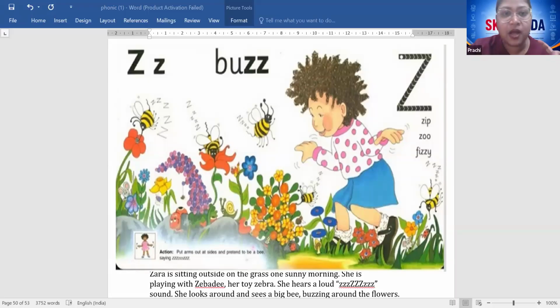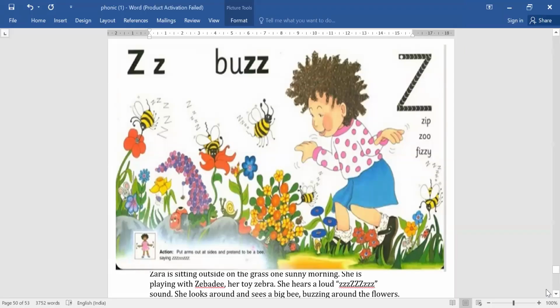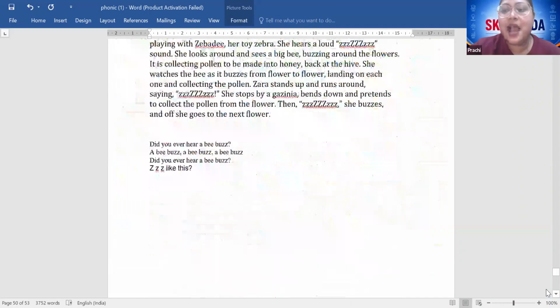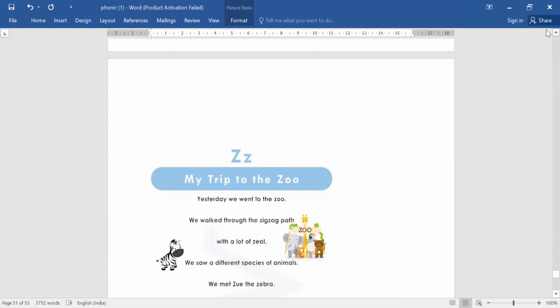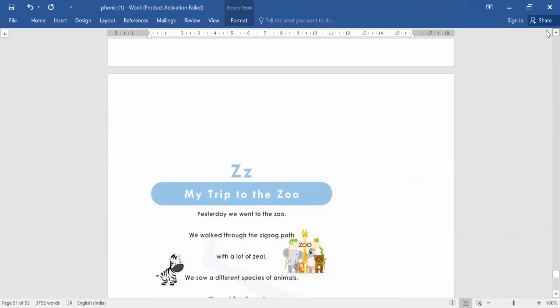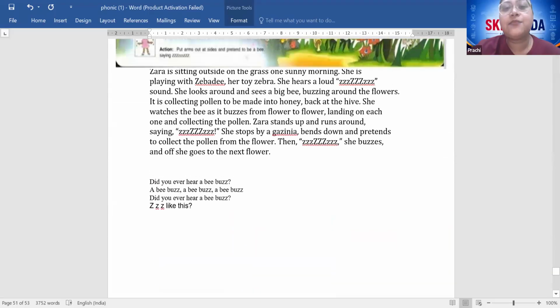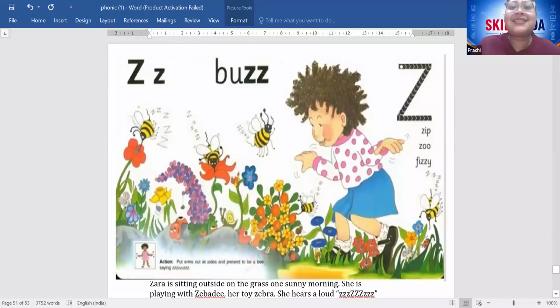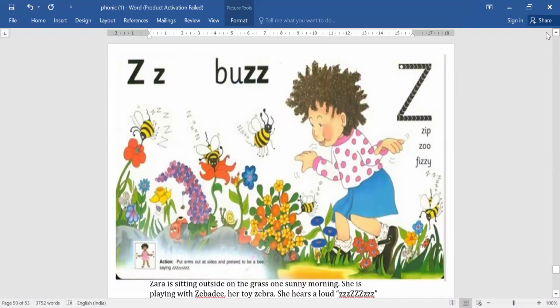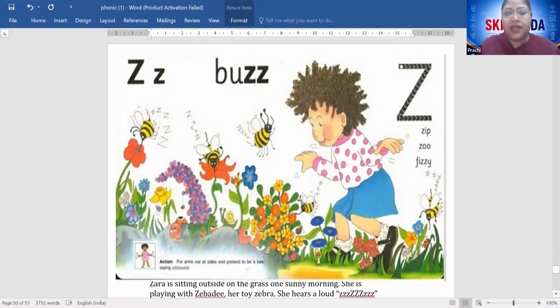Renuka ma'am, you want to ask something? No, about this only, ma'am. Can we cover up this letter? Yes. Now, capital Z, small z, and the sound is the sound a bee makes when it comes to you, and the action is put your arms out at the side and pretend to be a bee.